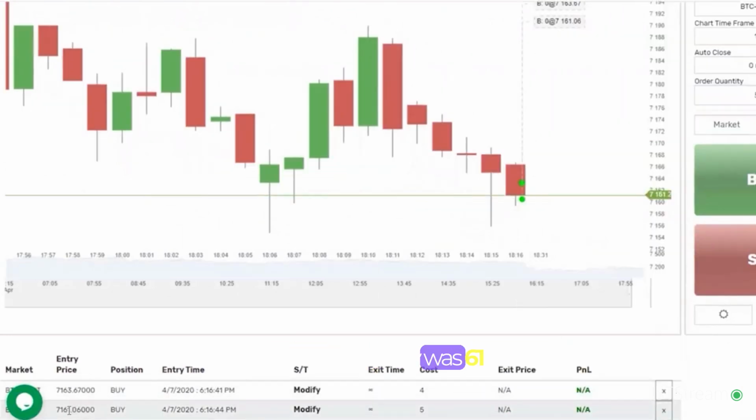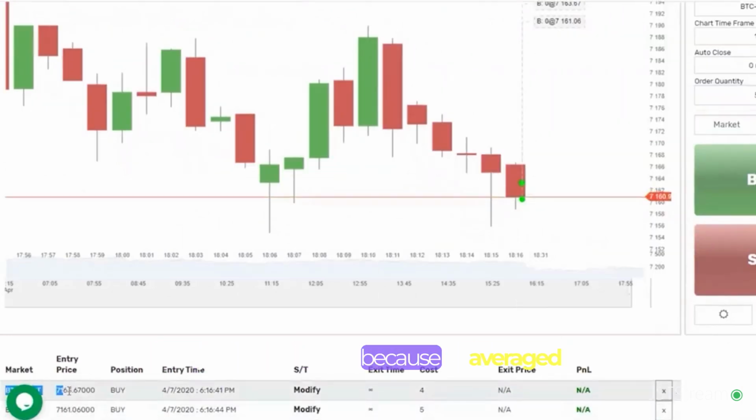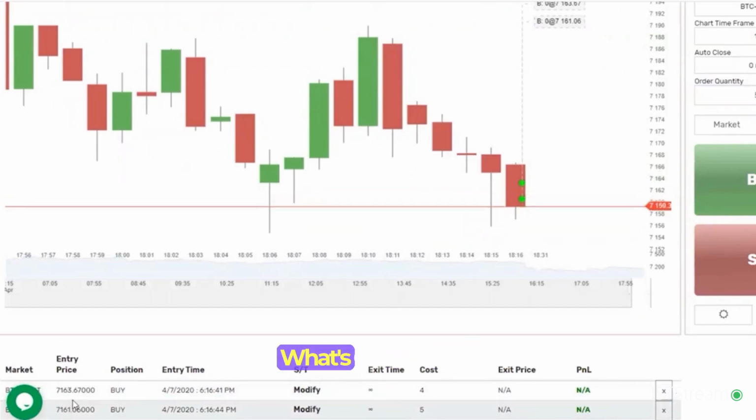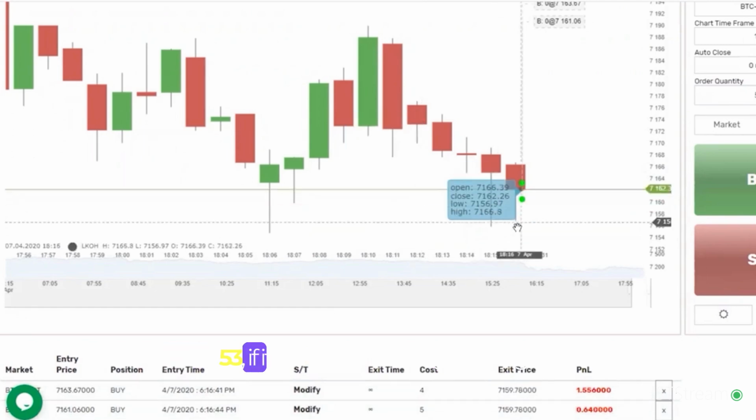So see, our entry was 61. Let's just ignore the 63 because it's averaged out. Let's say we enter at 61. What's 61 minus 8? 53. So at 53, if it touches 53, we're going to get out.